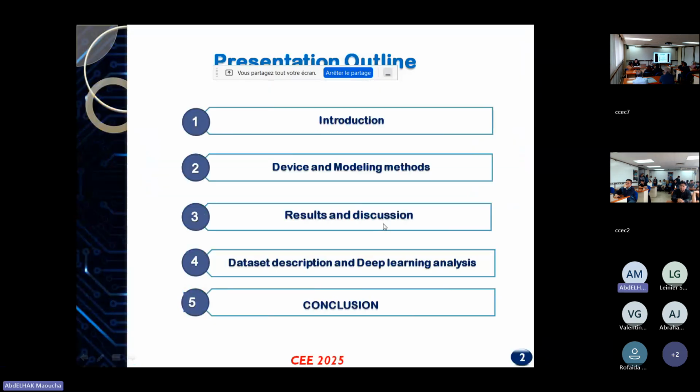The structure of the presentation is outlined as follows. We will commence by an introduction. Following that, we will present the device and the modeling methodology. Next, we will discuss the results, data set description, and the deep learning analysis. To conclude, we will summarize this presentation by offering some insights.